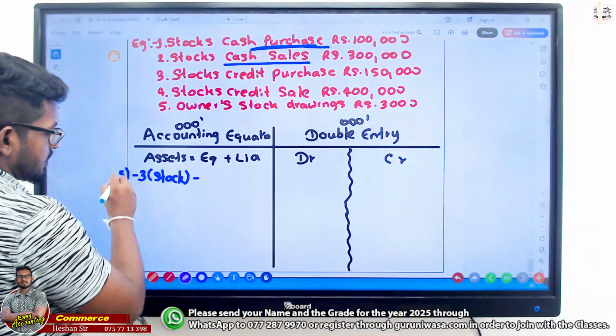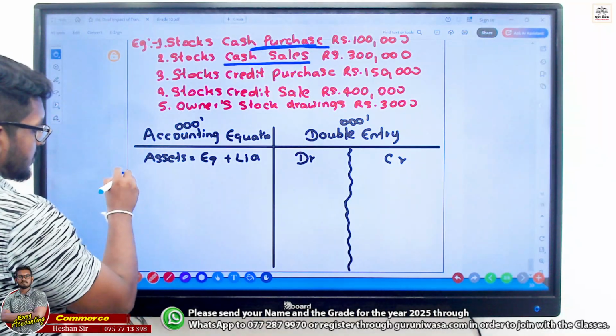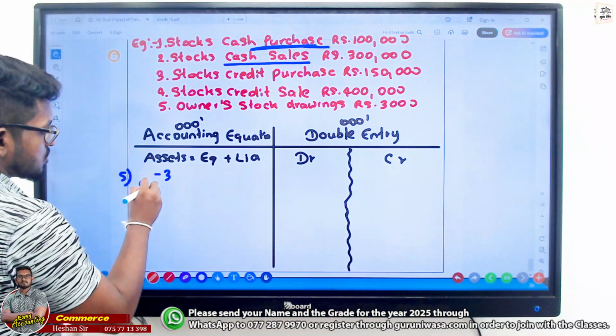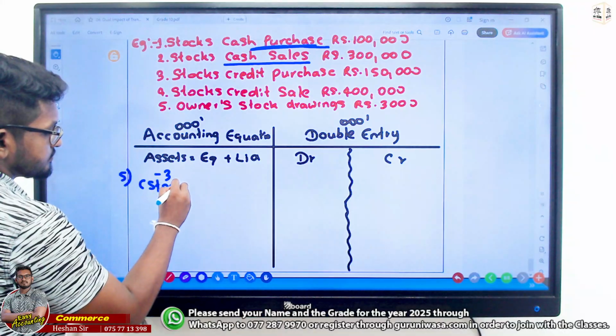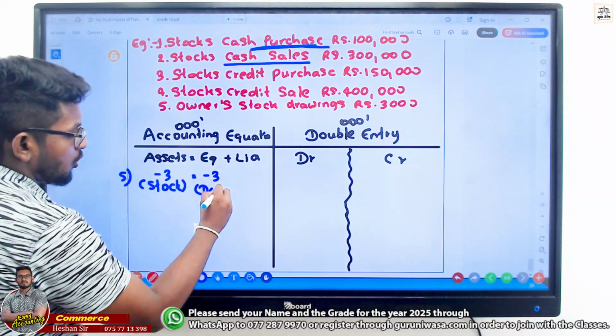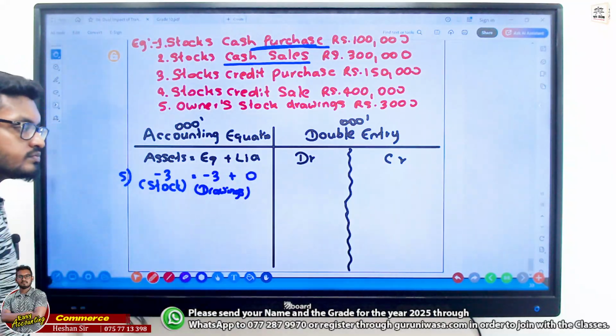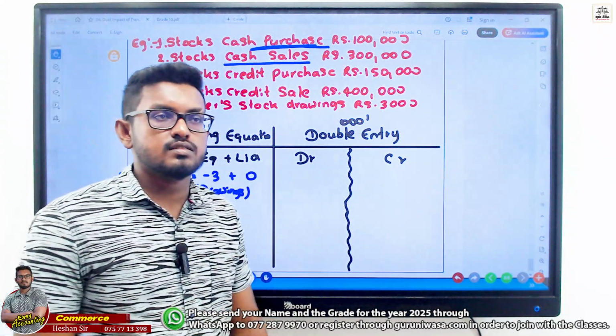Right? I'll write like this. I have enough space. Number 5. 3000 stock asset decrease, and equity also decreased 3000 as what? Drawings. Can you remember, guys? All clear to you? Right, in accounting.